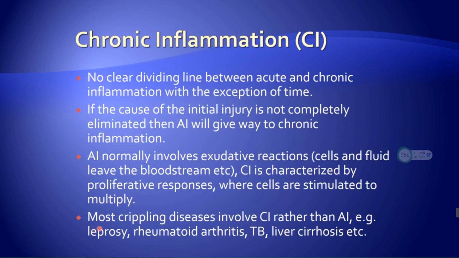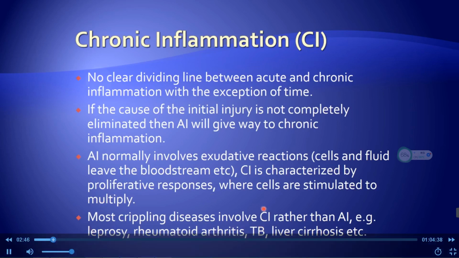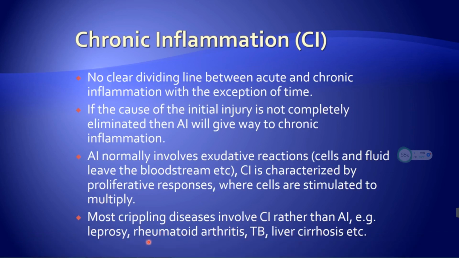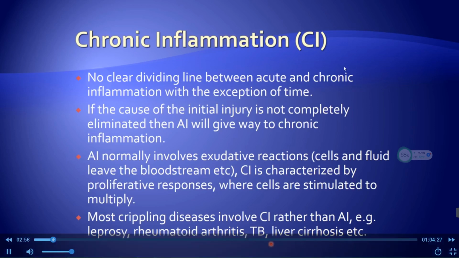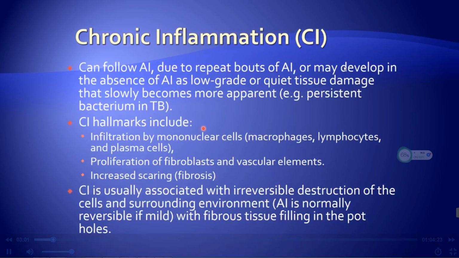Unfortunately, most crippling diseases are chronic inflammation rather than AI. We're talking leprosy, rheumatoid arthritis, tuberculosis, which will be our case study, liver cirrhosis, etc. All of these are very, very chronic diseases. When we're looking at chronic inflammation, it can actually follow AI. It doesn't have to, but it can.